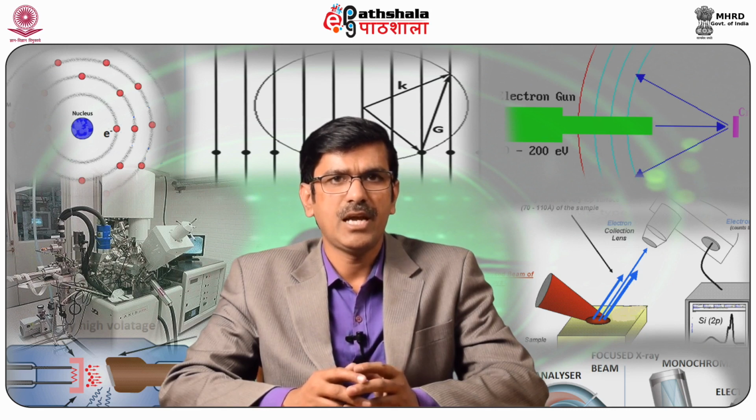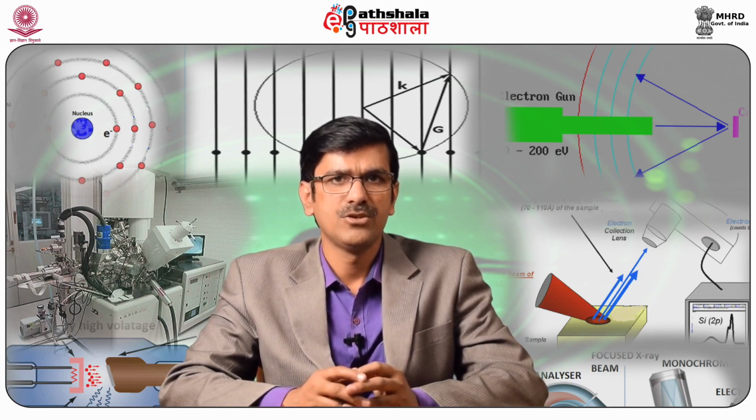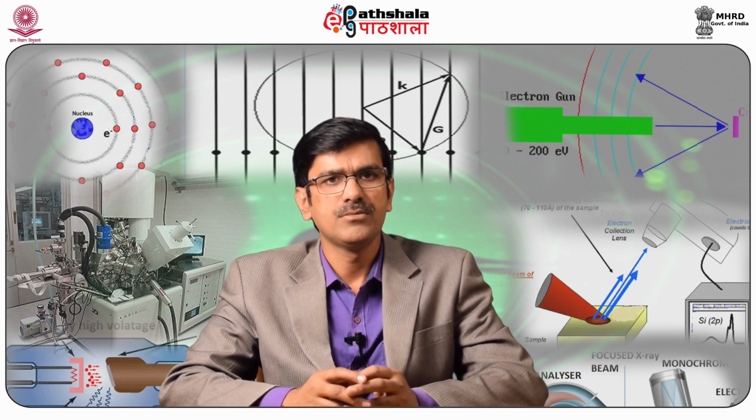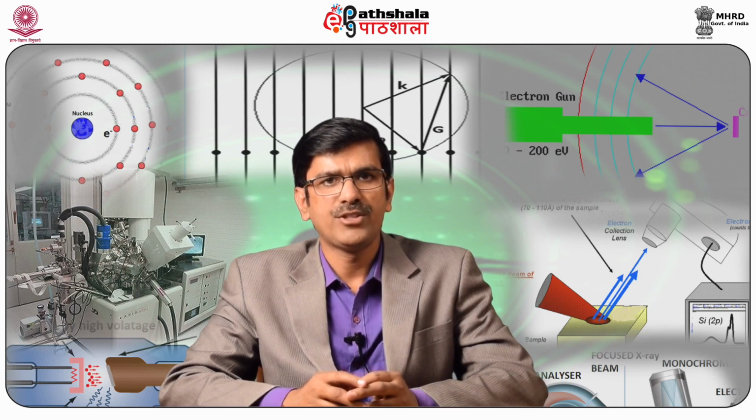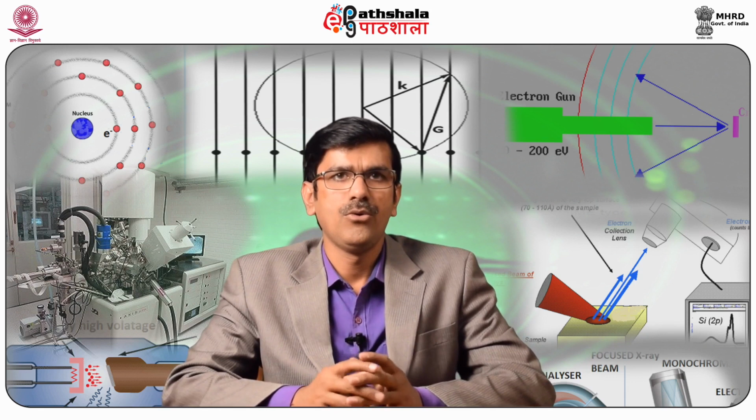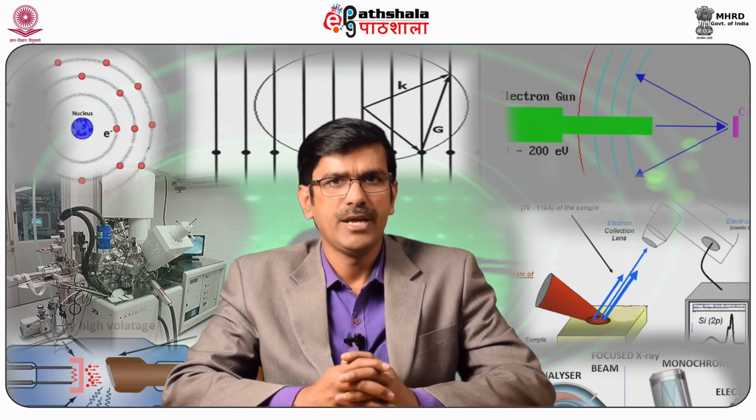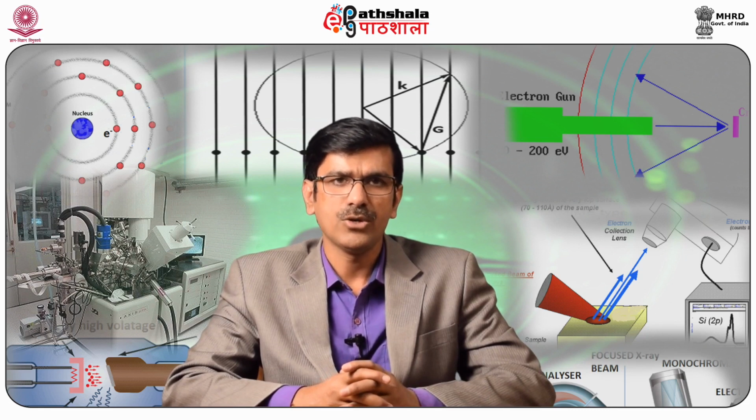The characteristic Mg K alpha radiation at 1253.6 electron volt and aluminium K alpha radiation at 1486.6 electron volt possess sufficiently high energies for core level excitation as well as a sufficiently low line width, that is below 1 electron volt, to yield XPS spectra with fairly good resolution.